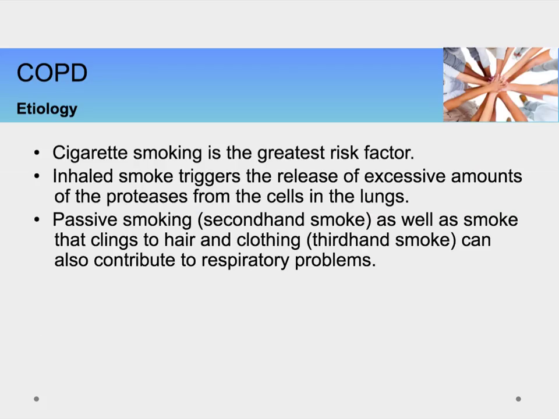I think we already talked about this, mostly about cigarette smoking being the greatest risk factor for COPD. It's just a reminder that inhaled smoke triggers the release of excessive amounts of proteases from the cells in the lungs. Essentially that is the inflammatory response, the immune response to something that your body has identified as foreign. Passive smoking, don't forget about secondhand smoke. And then thirdhand smoke is also that smell that remains in people's hair and clothing when you're in a room with people who smoke. They can all contribute to respiratory problems. So it's not just people who smoke, but also people who are around smokers a lot.